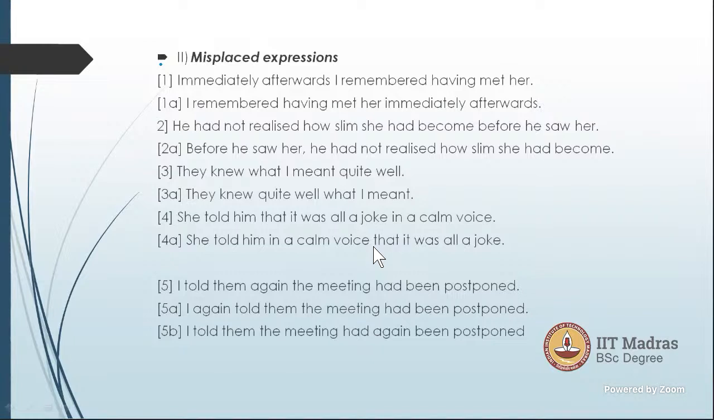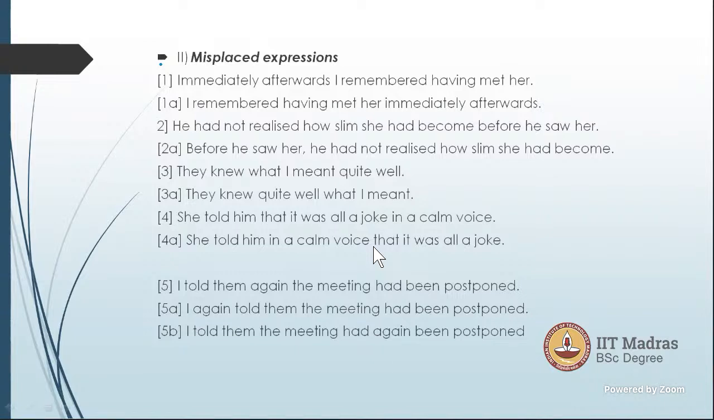So there are expressions that can be used at multiple places. In previous examples, we were looking at expressions that could only happen at that particular place and nowhere else in the sentence. But now we are looking at an expression like again, which can be used in two different places, as you see in 5A and 5B. I again told them the meeting had been postponed. I told them the meeting had again been postponed. Two different places.